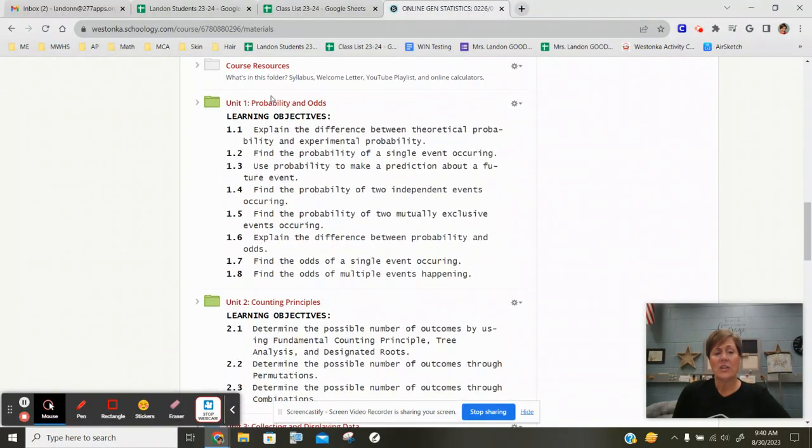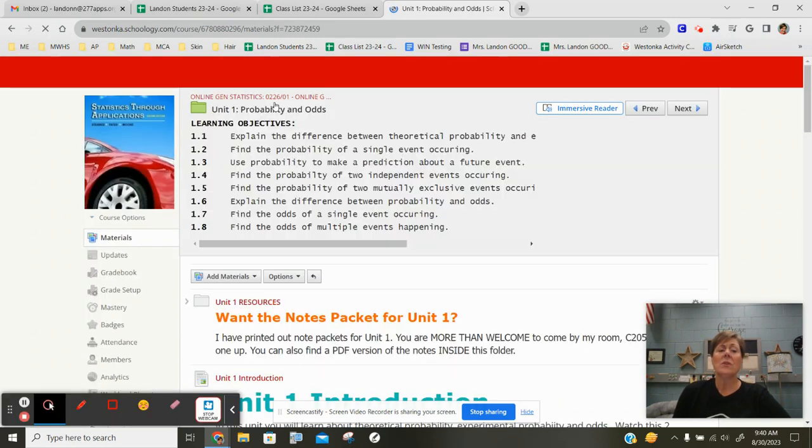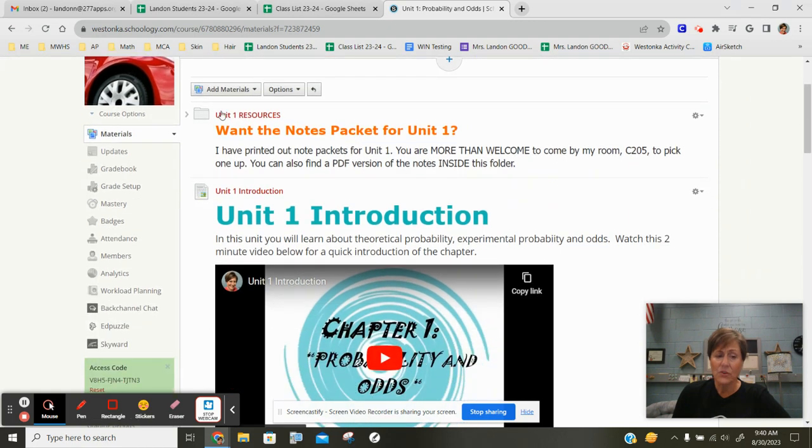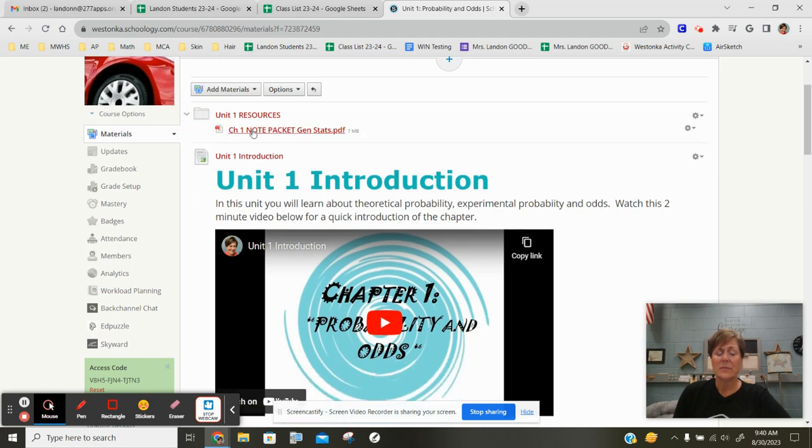So, for example, chapter 1 is on probability and odds. These are the learning objectives that are going to be covered. When you click into the folder, you're going to have a note packet within here. I have already printed out these note packets. If you go in here, I'll do the quick sneak peek. This is a PDF document.